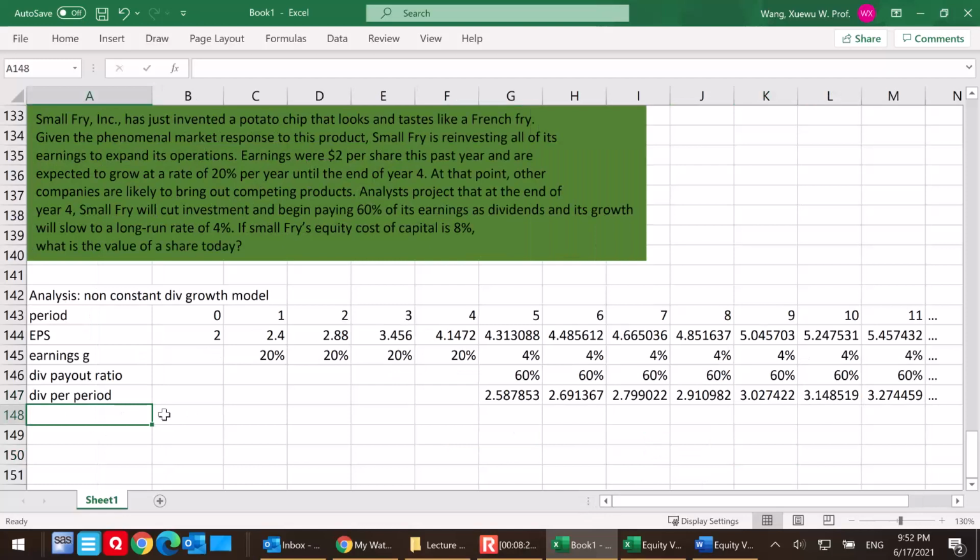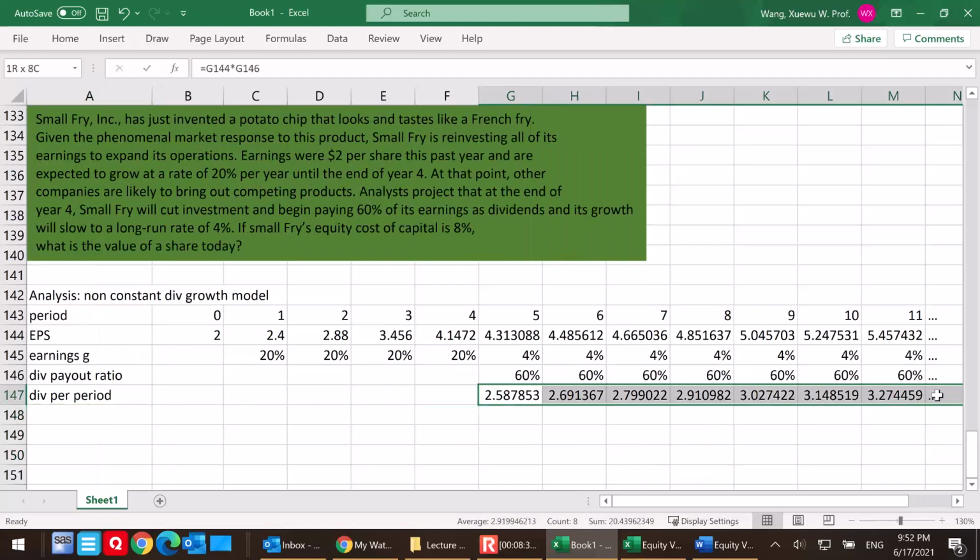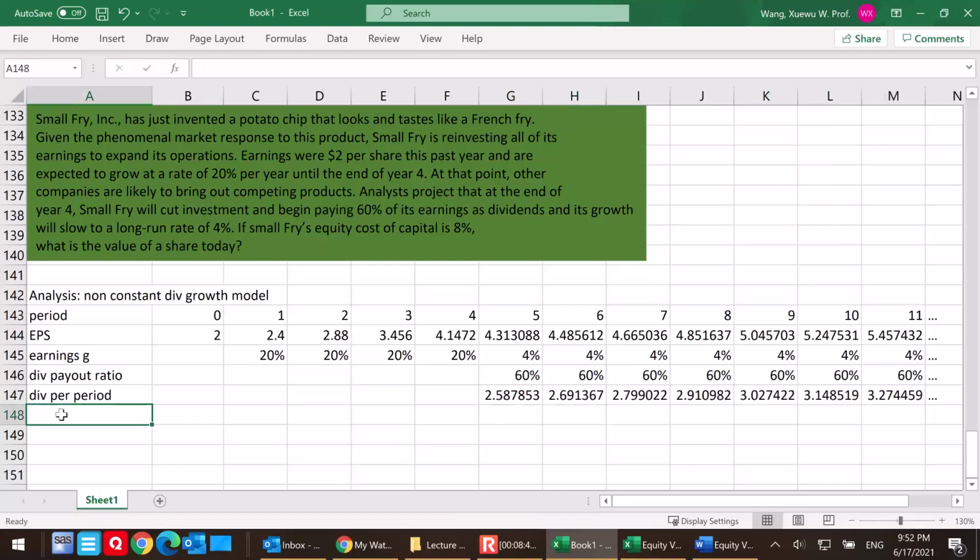So if I want to find the stock price today, I know it's nothing but the present value of all the future dividends. Now, the only problem is this is an infinite timeline. All right, so the horizon is infinite. So we have to find a way to cut it. All right, so I said this already. We're just going to look at when the growth rate is going to stabilize.